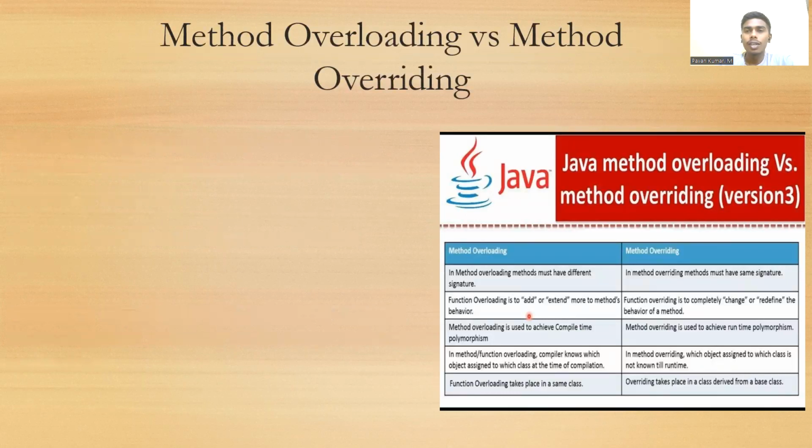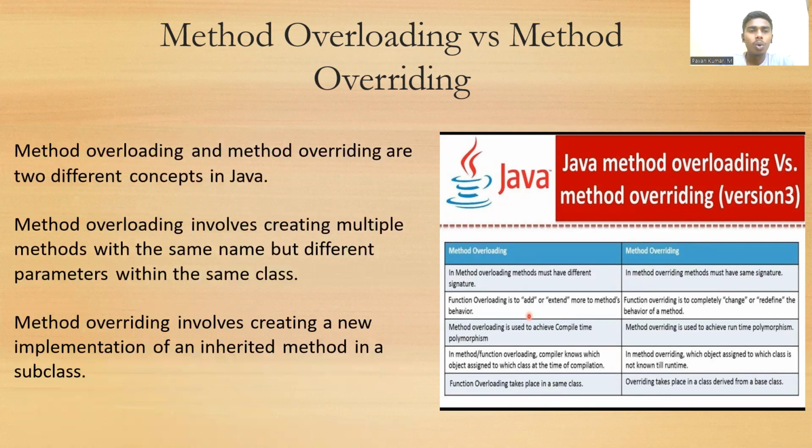Method overloading versus method overriding. Difference. Method overloading and method overriding are two different concepts in Java, where method overloading involves creating multiple methods with the same name but different parameters within the same class. Method overriding involves creating a new implementation of an inherited method in a subclass.